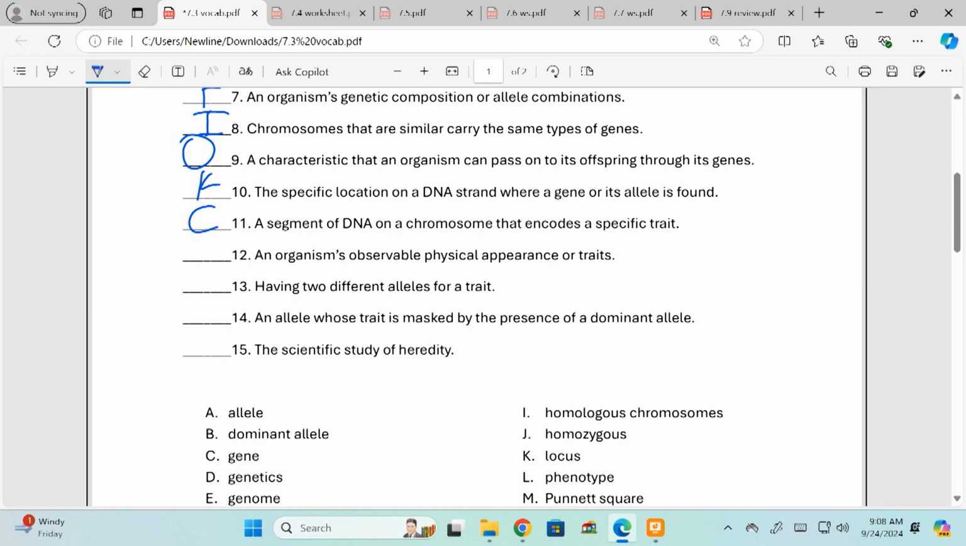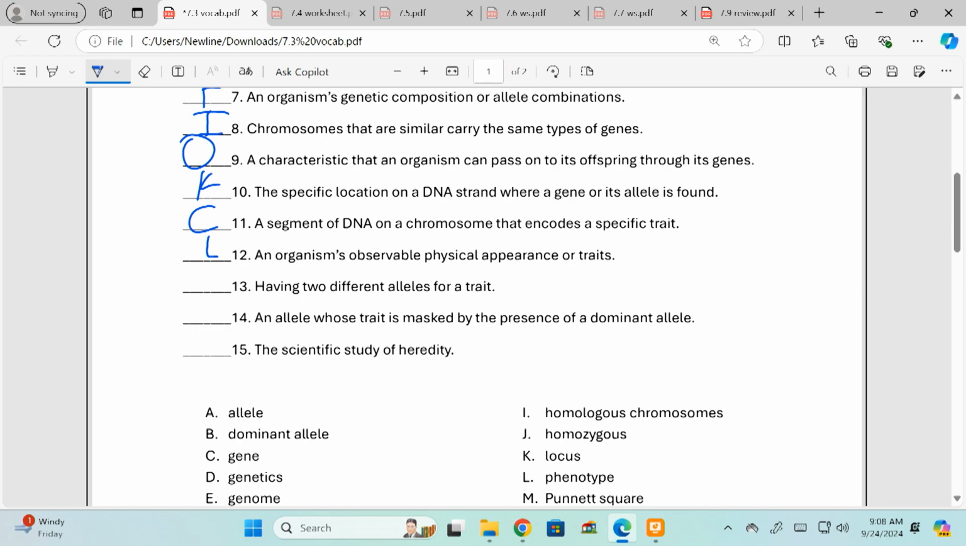Okay, so let's keep this going. 12 says an organism's observable physical appearance or traits. So the physical appearance, this is going to be phenotype, L. Okay, so remember that your genotype, your allele combinations, dictates or controls your phenotype, which is what you look like. Okay, so having brown eyes and dark hair, that would be considered someone's phenotype. All right, keep it going.